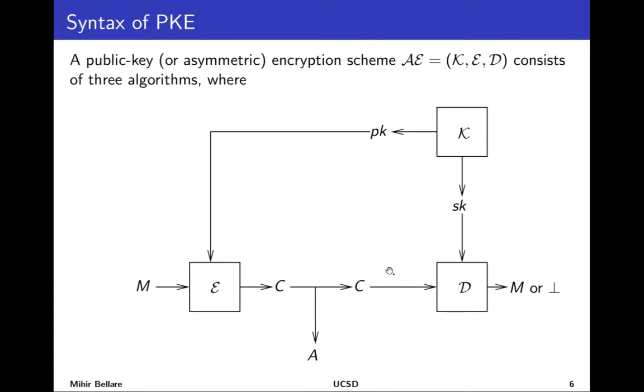At the other end, when the ciphertext reaches Alice, she decrypts, and this decryption is done using the prescribed decryption algorithm and the secret key that she generated earlier. And that will recover either the original message or maybe our special symbol bot, saying something went wrong. So anytime we see a public key encryption scheme described, expect to see code or pseudocode for these three algorithms.